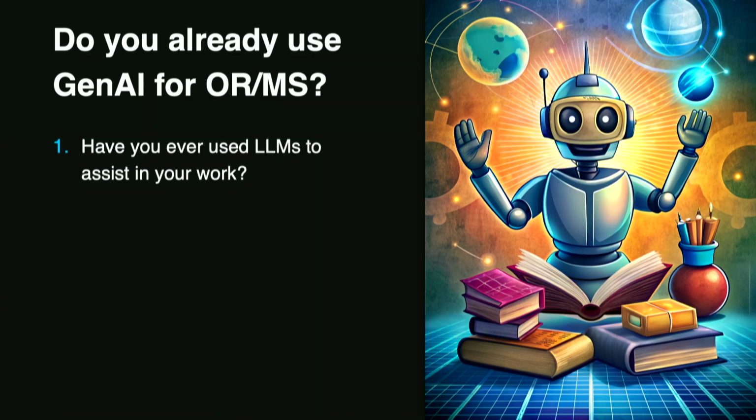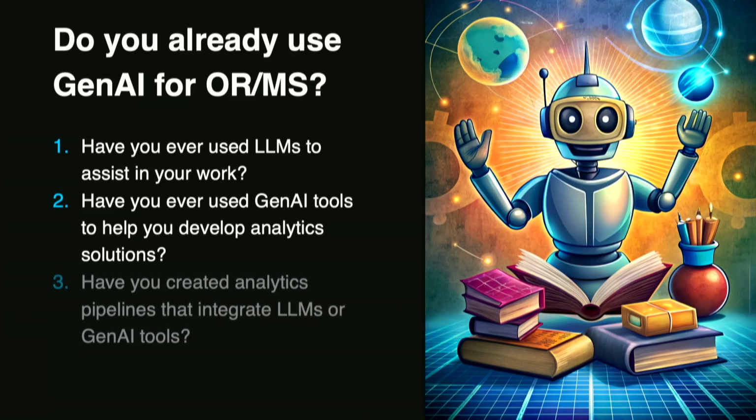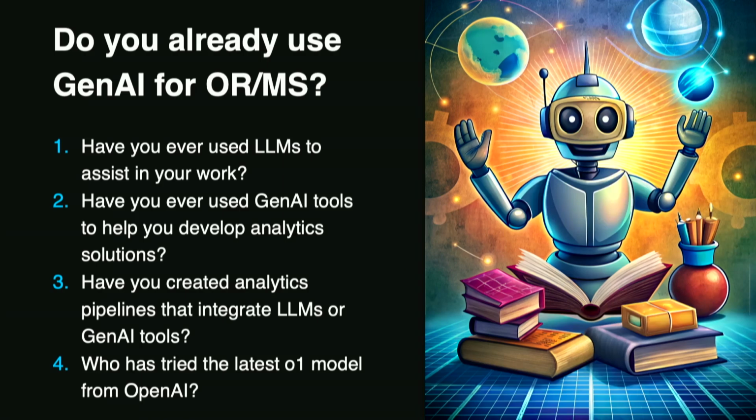The first question, who here has used LLMs to assist in their work? Okay, great. That means almost all of you have tried it out. Second question, have you ever used generative AI tools to develop analytics solutions? Which one of you has? Again, show of hands. Okay, nice, some. Third question, have you created analytics pipelines that integrated large language models as part of the solution? Again, show of hands. Okay, few. And the final question, who has used the latest O1 model from OpenAI that's supposed to be doing a good job at reasoning? Okay, great, very good. So we'll be talking about that a little.